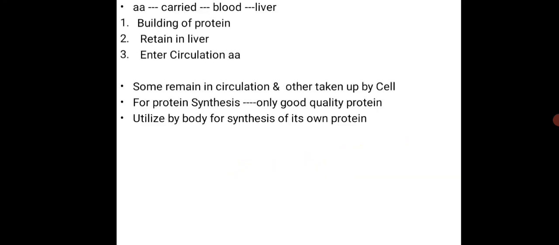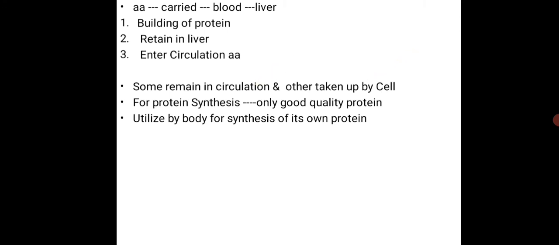Then the amino acids are carried in the blood, and the blood goes to the liver. The building of protein then takes place, retained in the liver and entering the circulation. Different kinds of proteins are made by the cell from these amino acids. Some amino acids are retained in the liver, some remain in circulation, and others are taken up by the cells.